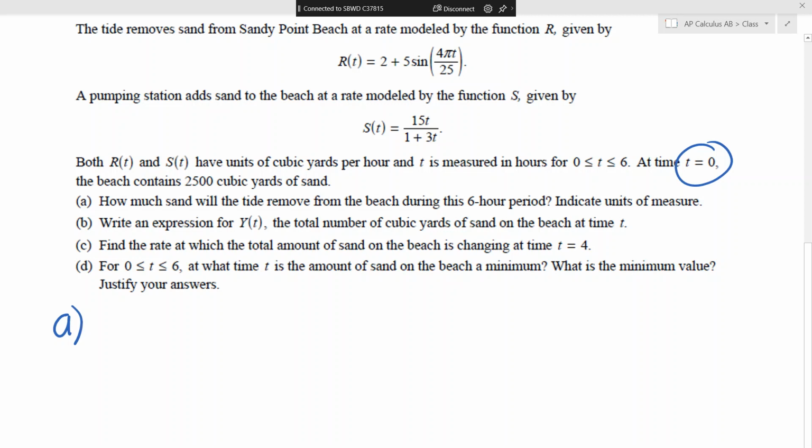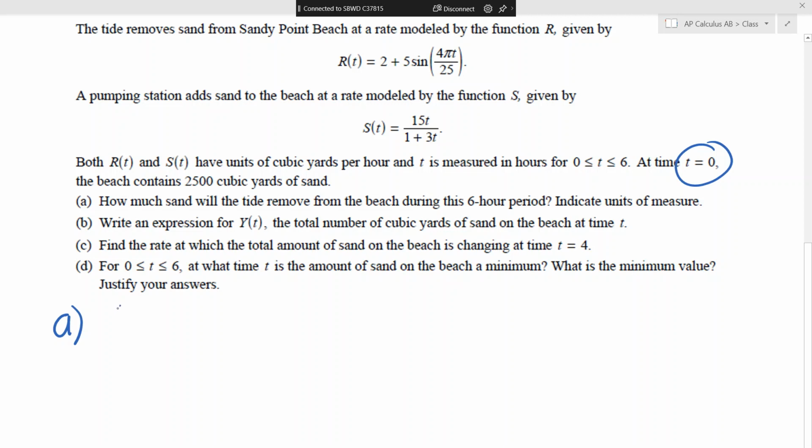Sometimes you just need to do the integral. That's how much change has happened. Sometimes you need to add in what it was originally. That's the amount. Pay attention to what they're asking. You're not adding in the initial amount here because they don't care about that. They just want to know how much was removed over that 6-hour interval, okay?